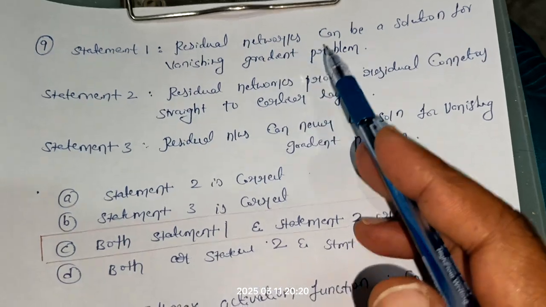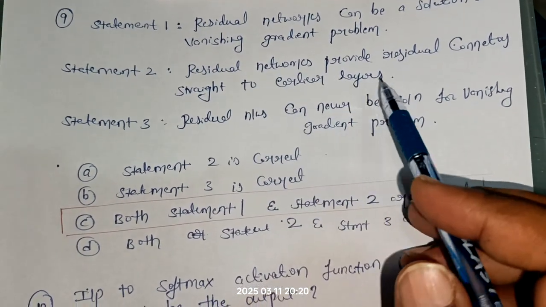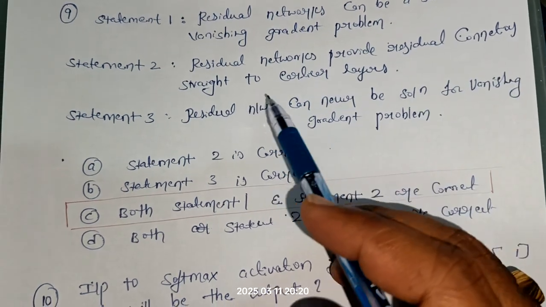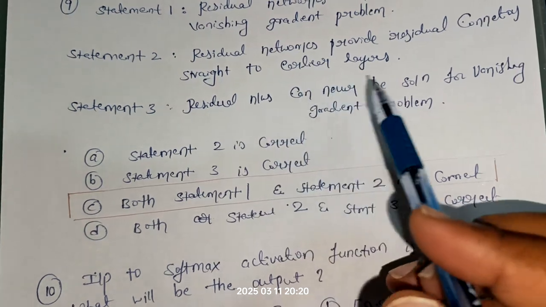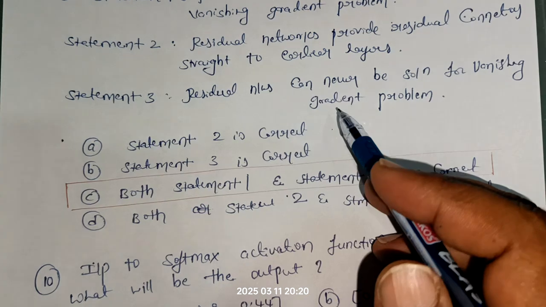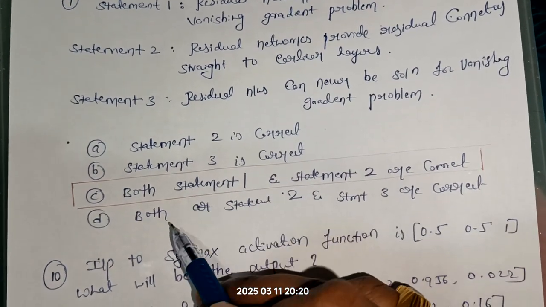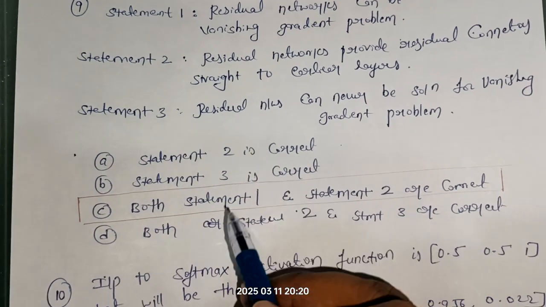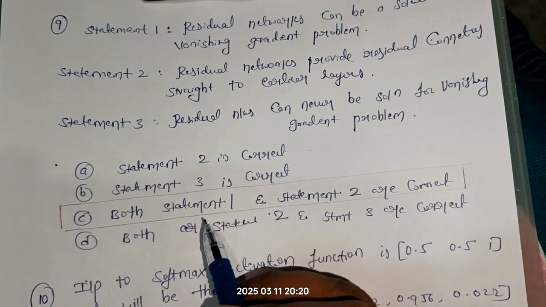Residual networks can be a solution for the vanishing gradient problem, and residual networks provide a residual connection straight to earlier layers. This is correct. The third statement, residual networks can never be the solution for the vanishing gradient problem, is a wrong one. So statement 3 is wrong. B and D are directly wrong. 2 is correct, but along with that 1 is correct. So answer C is correct for the ninth one.